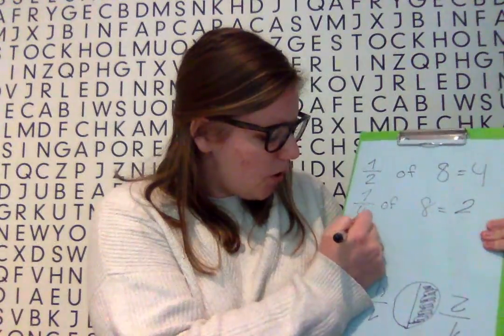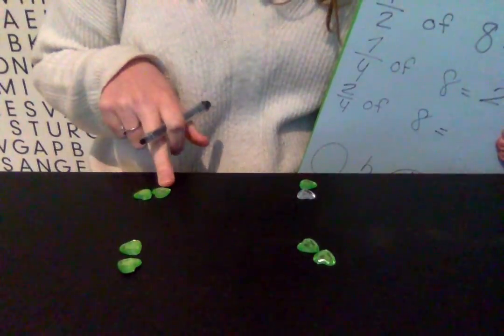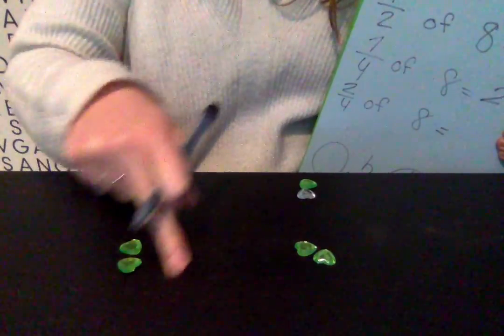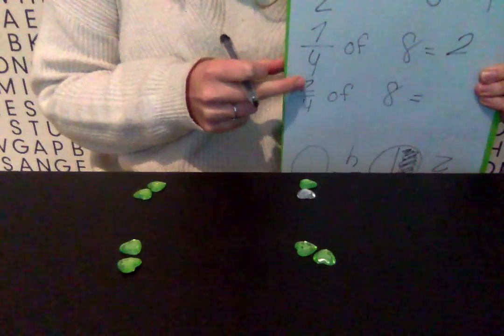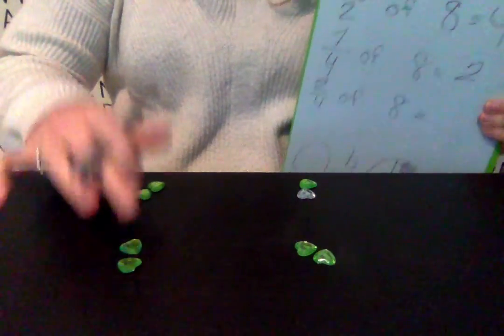What if I want to know what 2/4 of 8 is? What I would do is look at my 4 groups and count how many are in 2 of those groups, because I have to count 2 of my 4 groups. So I'd say 1, 2, 3, 4. So that would be 4.